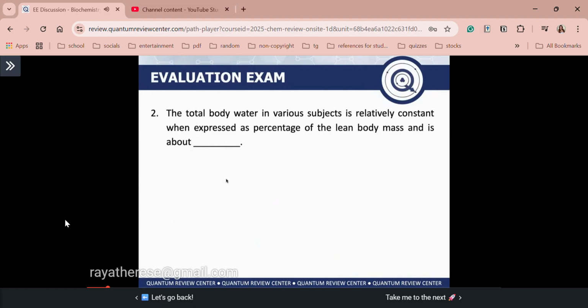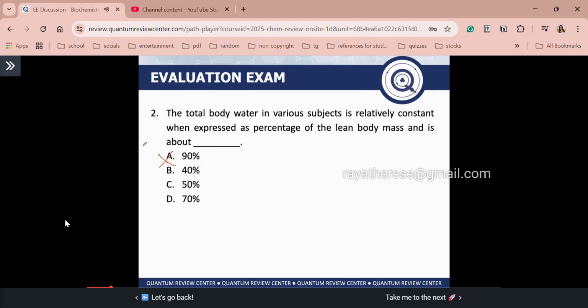Class, this is again for your water, but this one is a trivia question. Lucky guardian angel here. The total body water in various subjects is relatively constant when expressed as percentage of the lean body mass and is about blank. Let's check the choices. Class, if you are not really familiar with the answer, you can guess, okay? We should make a wise guess. 90% is actually too high.